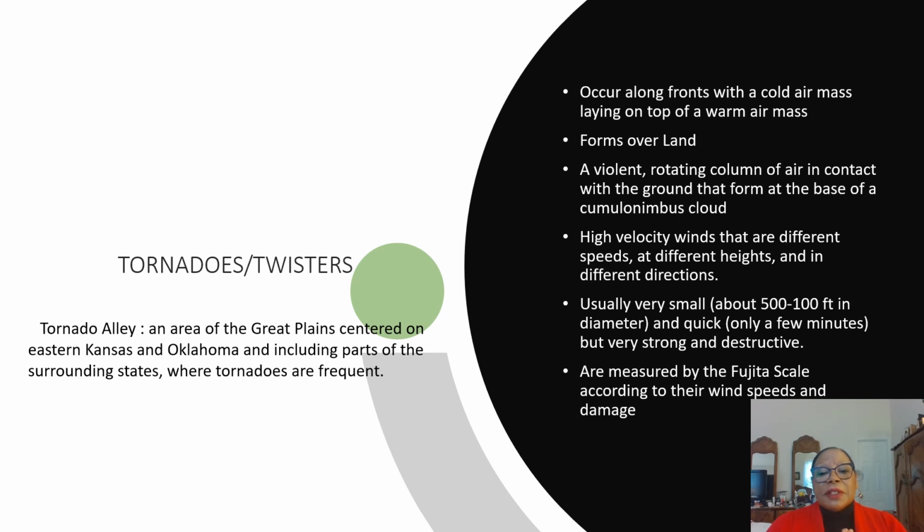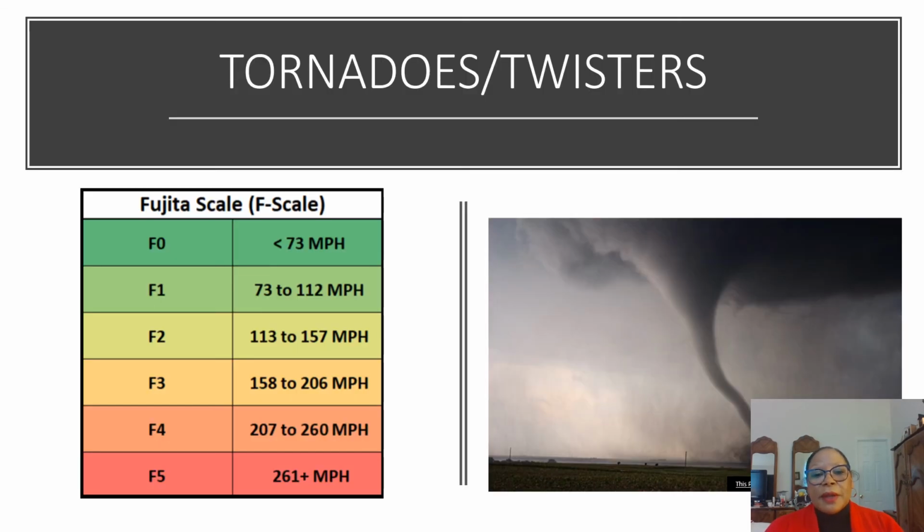Usually they are very small, around 500 to 1,000 feet in diameter, and they move quickly and are very strong and destructive. They only last for but a few minutes, but the destruction that they leave in their path is devastating. They are measured by the Fujita scale according to their wind speed and the damage that they cause.